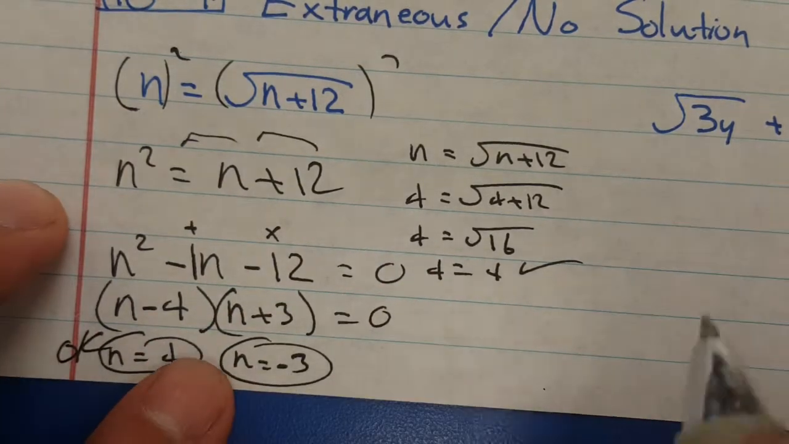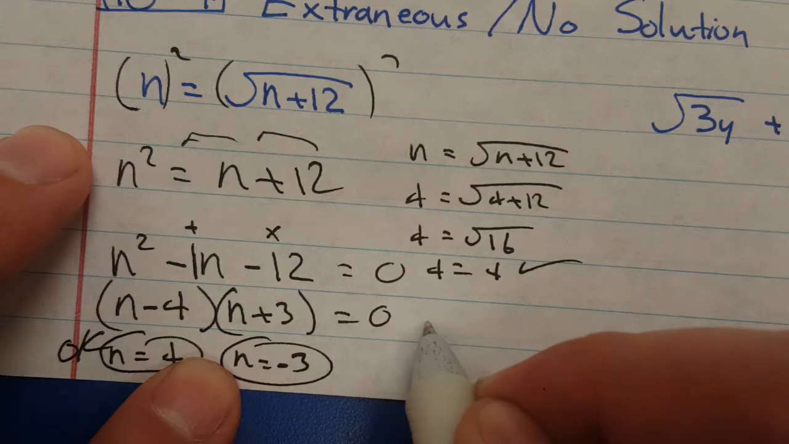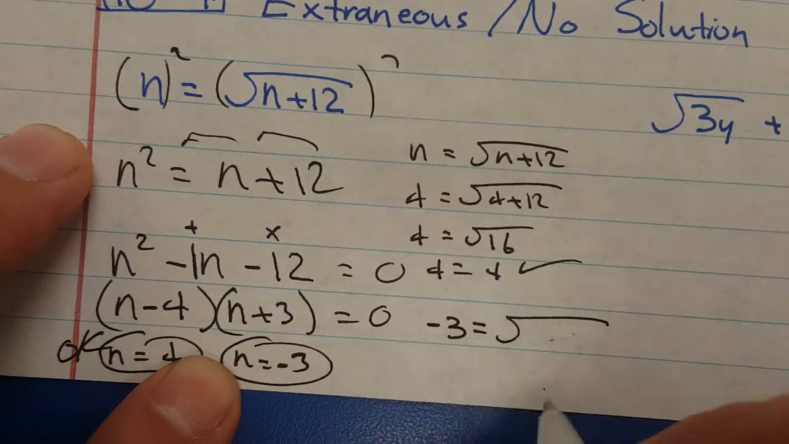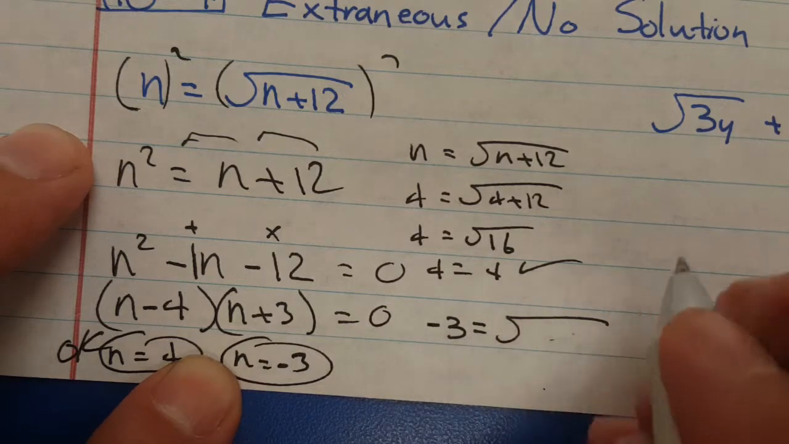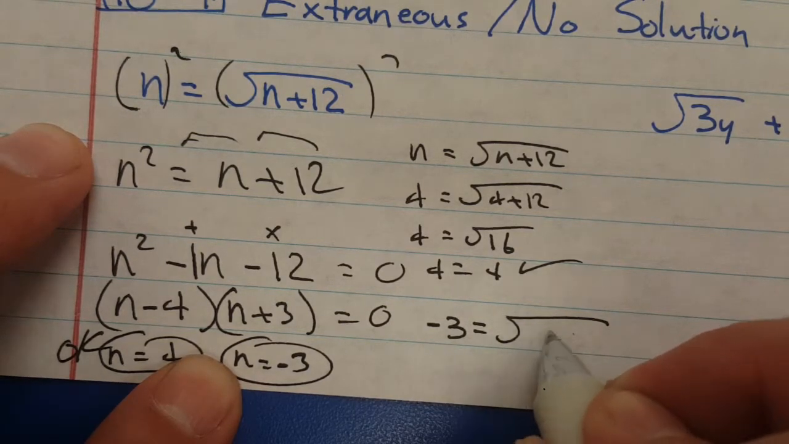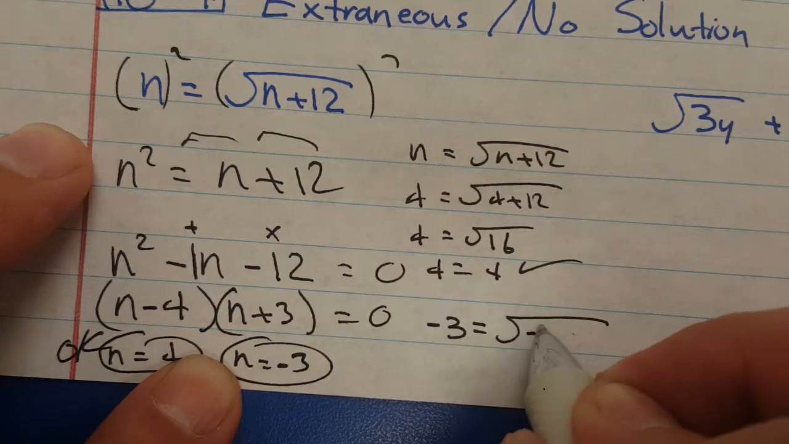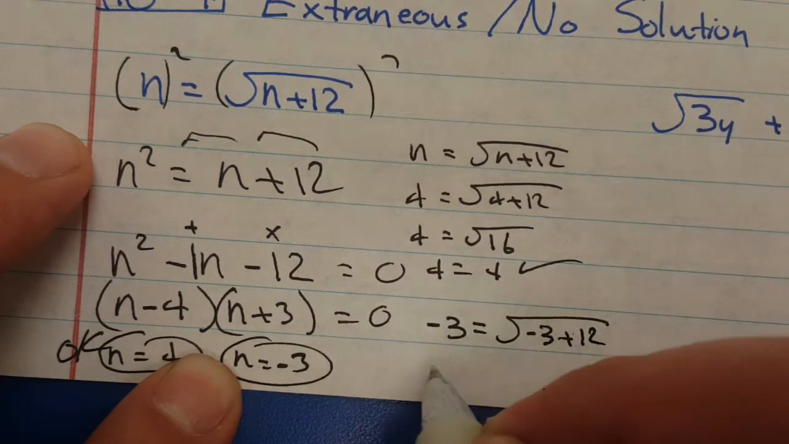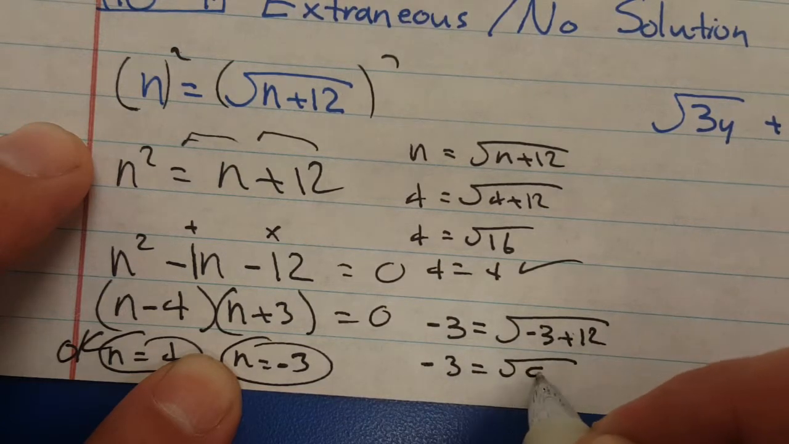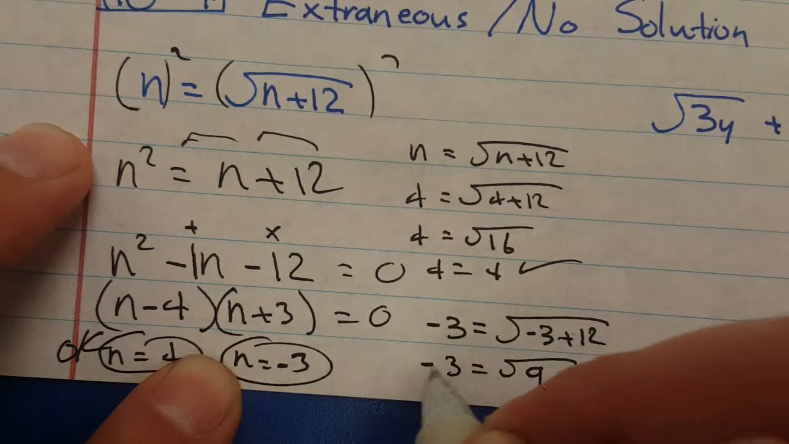Negative 3, I don't think it works. So watch this. Plug in a negative 3. First of all, negative 3 is never going to come from a square root. You cannot do a square root and end up with a negative number. Okay? Let's do negative 3 plus 12. Negative 3 equals the square root of 9. No, that doesn't work out. It should be a positive 3.